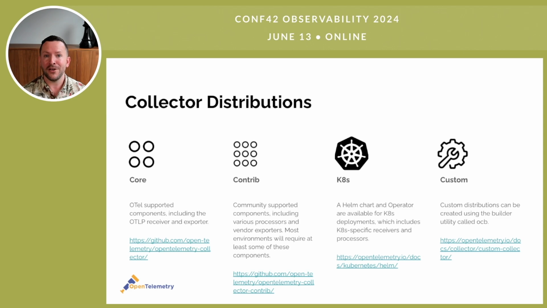Now, the great part here is that there's actually a utility available that allows you to create custom distributions of the collector if you need it. So if you want to pick and choose which one of these components you're pulling in, you can do that. That is great for mature production environments where you're looking to really reduce the surface area of things that could be configured, and it gives you a lot more control of the collector instance itself.